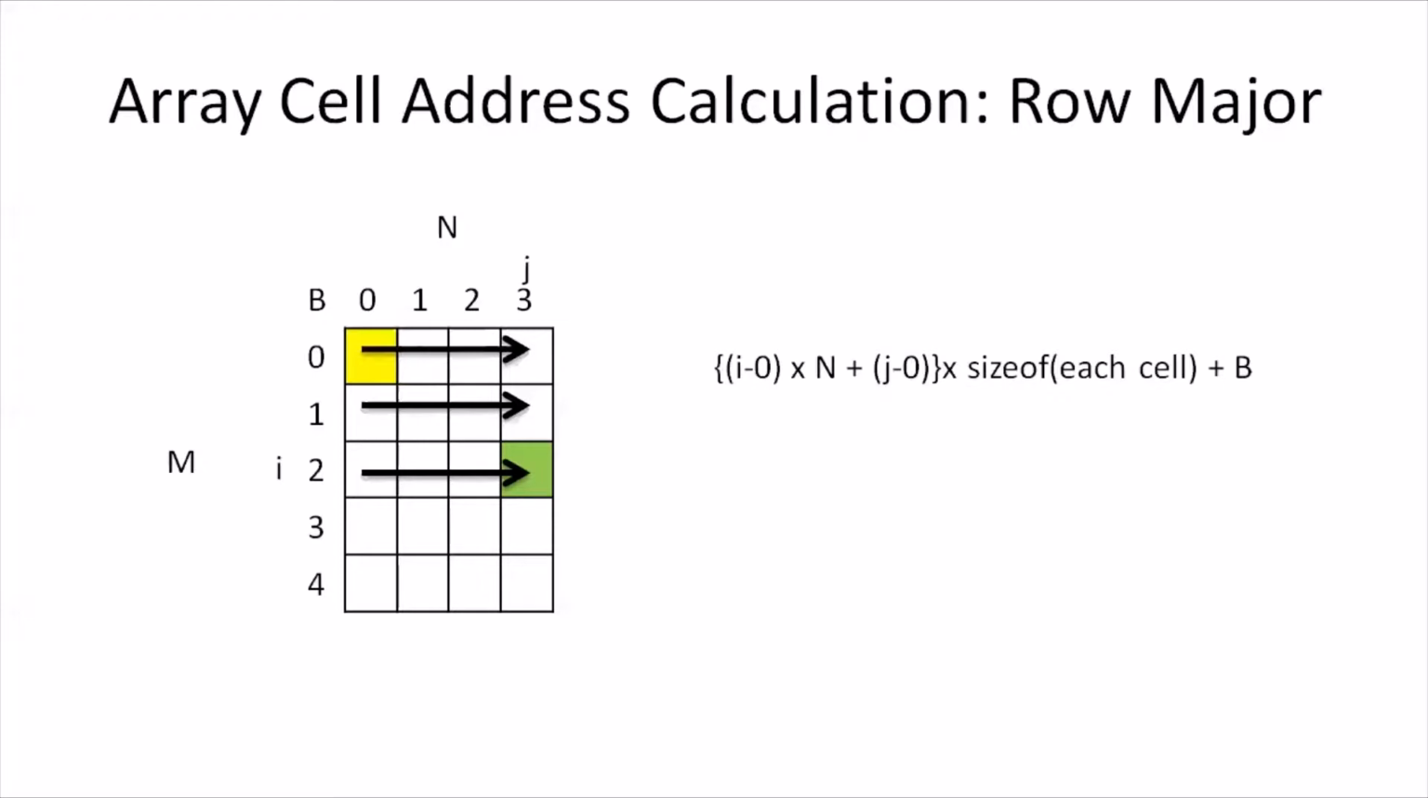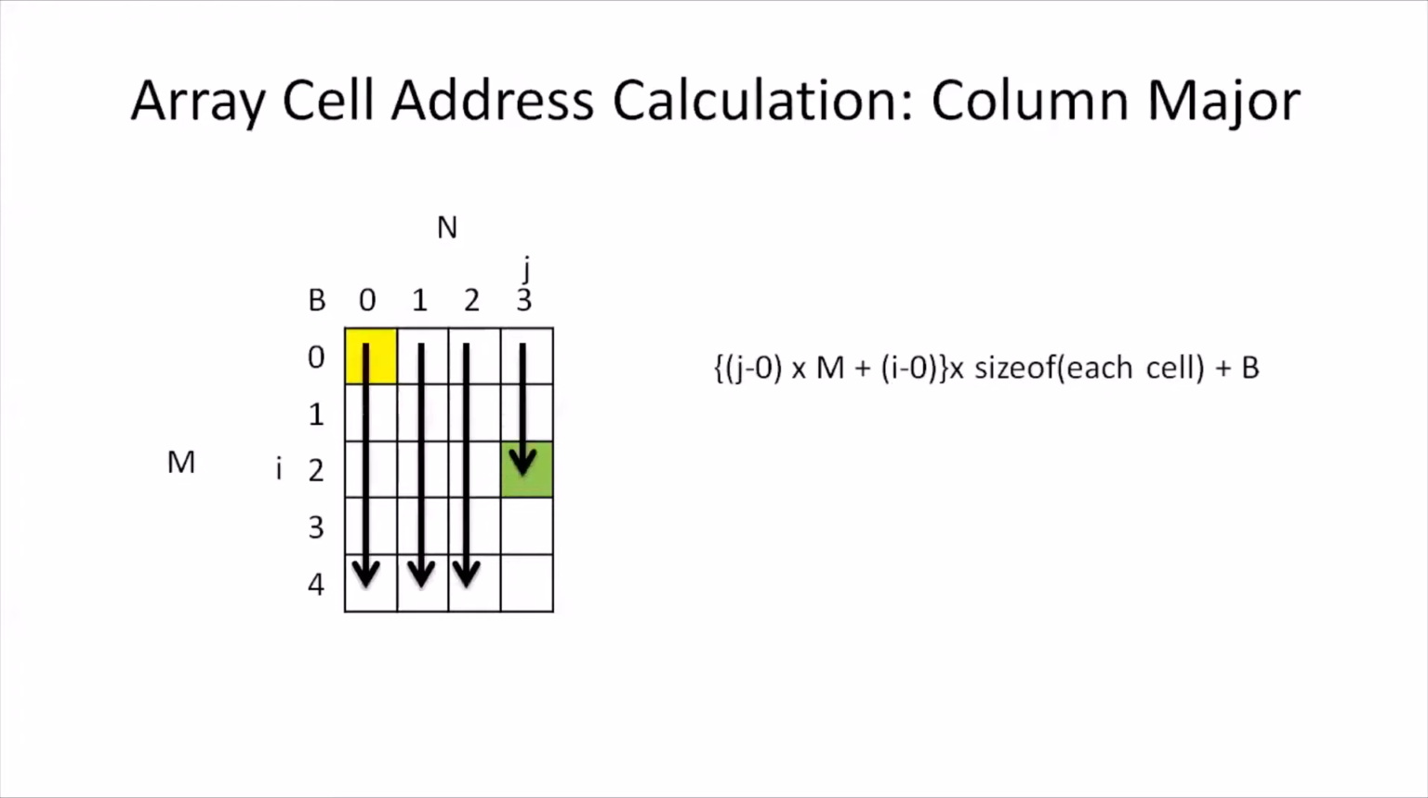Also, in this case, the assumption is that the array index starts from the 0,0th cell. But that may not be the case always. For that, we have got a modified version of this formula which we will be discussing shortly.